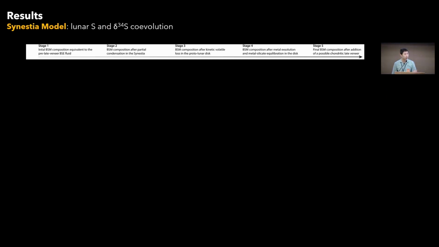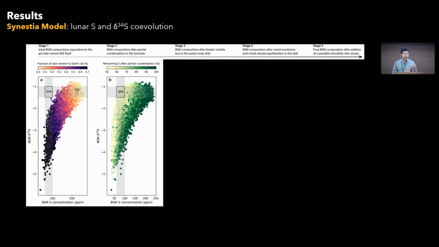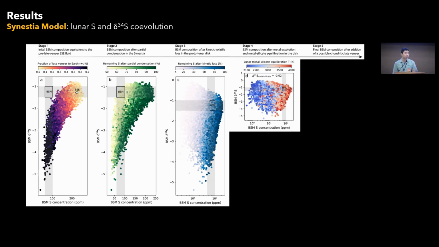So similarly, we need to define the initial composition after subtracting the possible effect from the bulk silicate Earth's late veneer. And then after the partial condensation and partial vaporization, we still find a good match. The fourth column, again, is very important for the lunar core formation mechanism in the synestia, because there is no pre-existing metal. There won't be any sulfur overabundance.